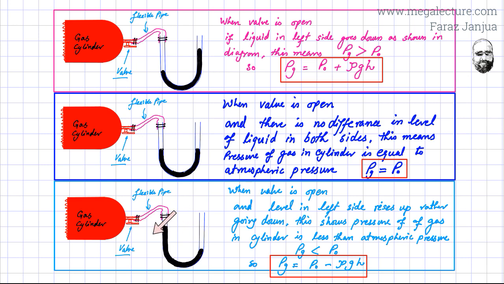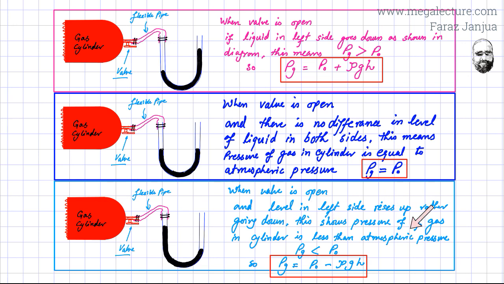When we connect the gas and open the valve, instead of liquid going down on this side and up on that side, it goes down on this side and up on this side. This means that the gas pressure in the cylinder is lower than atmospheric pressure. And how can this happen? It can happen if there is a partial vacuum in the gas cylinder, and the level of the left side has gone down.